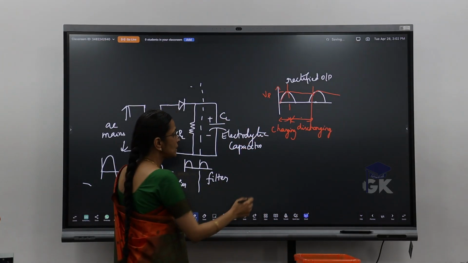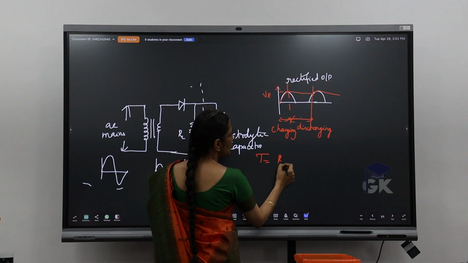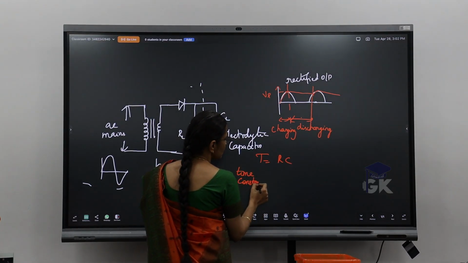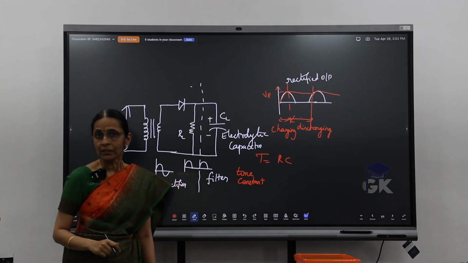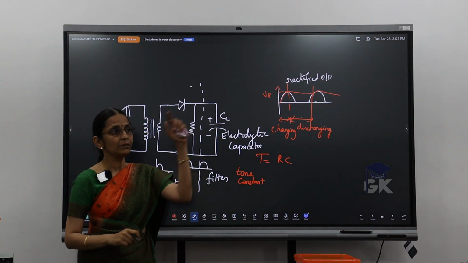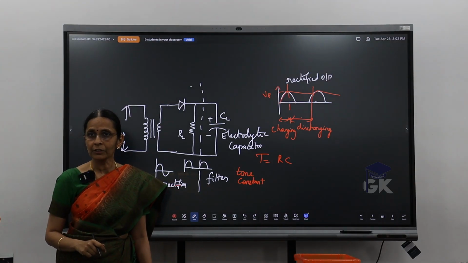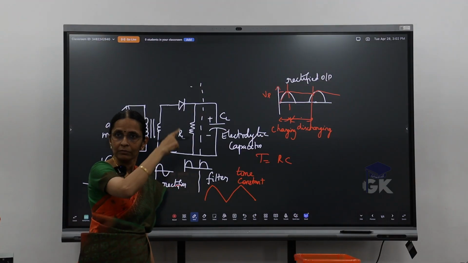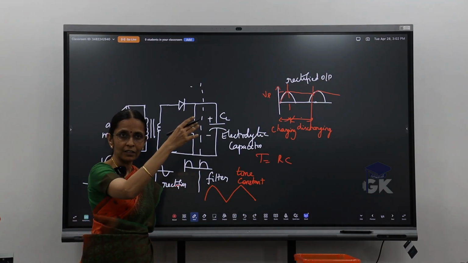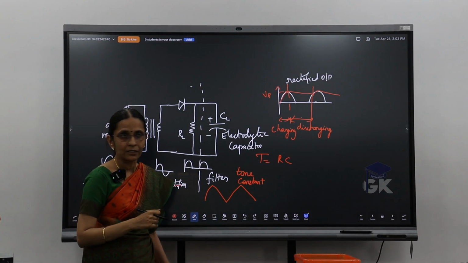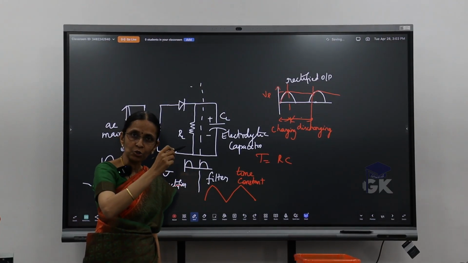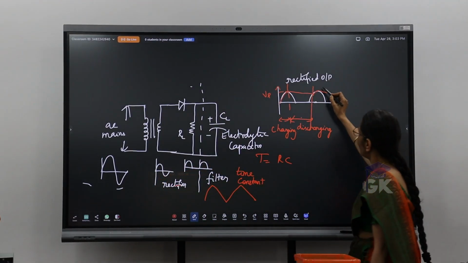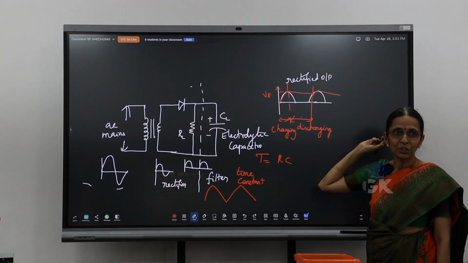The time constant basically, your T, is equal to R into C. This is the time constant. So the time constant is fixed in such a way that the discharging will take place for a long time. Otherwise, what will happen? It will charge, discharge, like this. I think you would have seen such waveforms: charge and then discharge, taking a period for charging and then discharging. But that's not happening here. It charges to the peak value and it takes a long time to discharge. Then once again, it charges to the peak value and it takes a long duration to discharge.